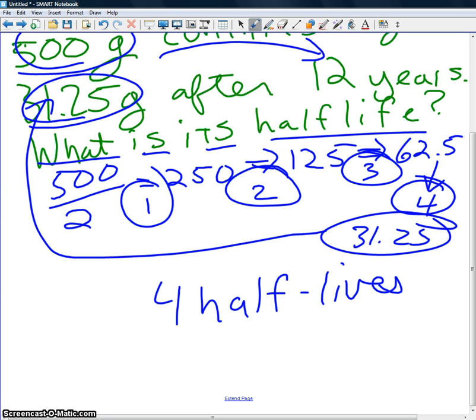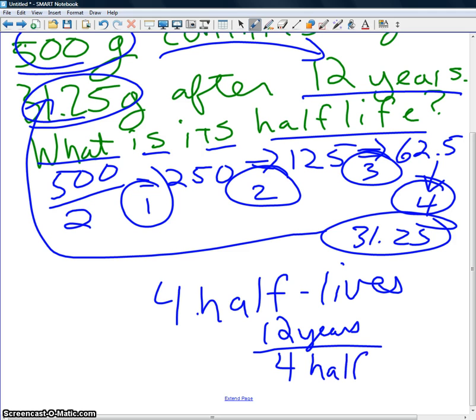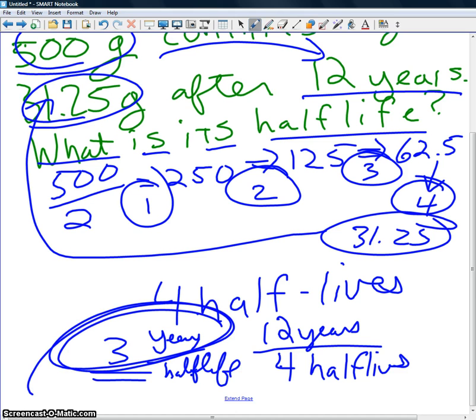Well, we know that 4 half-lives took 12 years. So 12 years for 4 half-lives. If you divide 12 by 4, you will get 3 years per half-life. In other words, the half-life is 3 years. And that's how you do those.